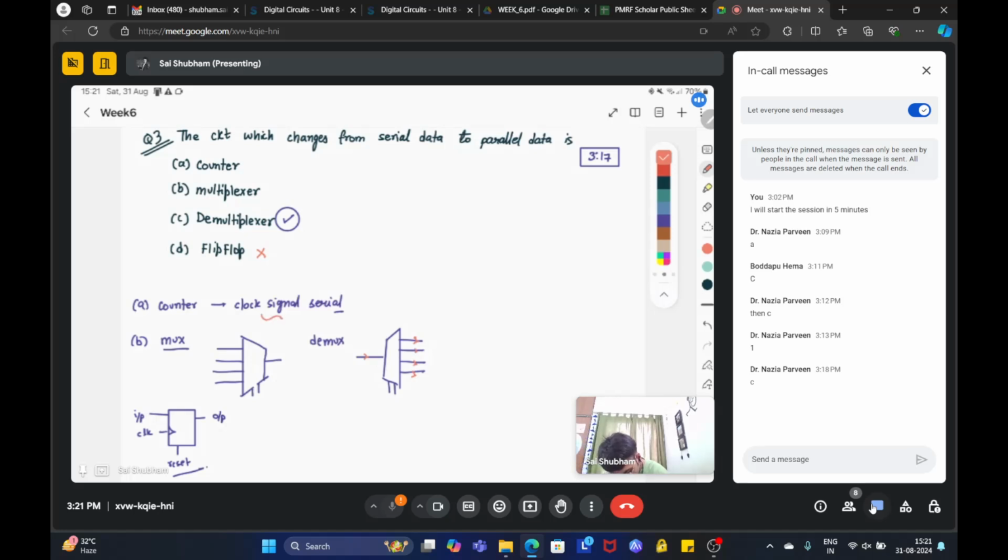And regarding the counter, it will serially perform the counting. So how will you feed the input data to a counter? So this is also not the correct option. The correct answer is demultiplexer.